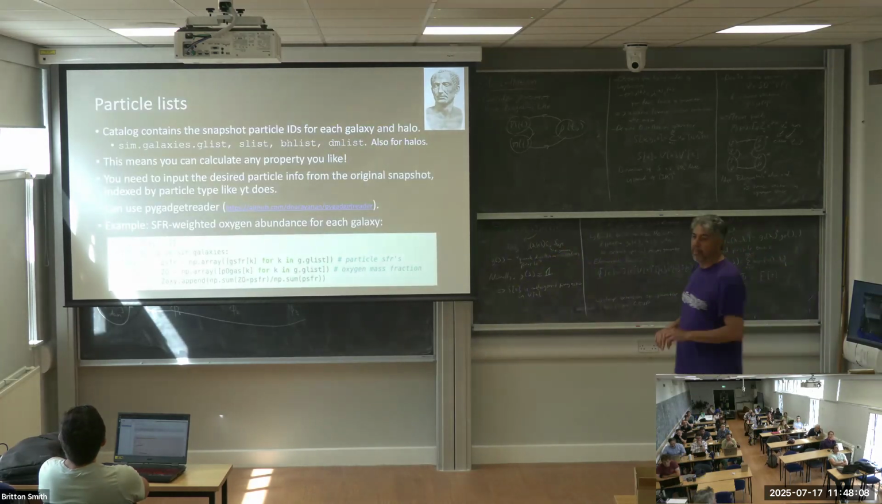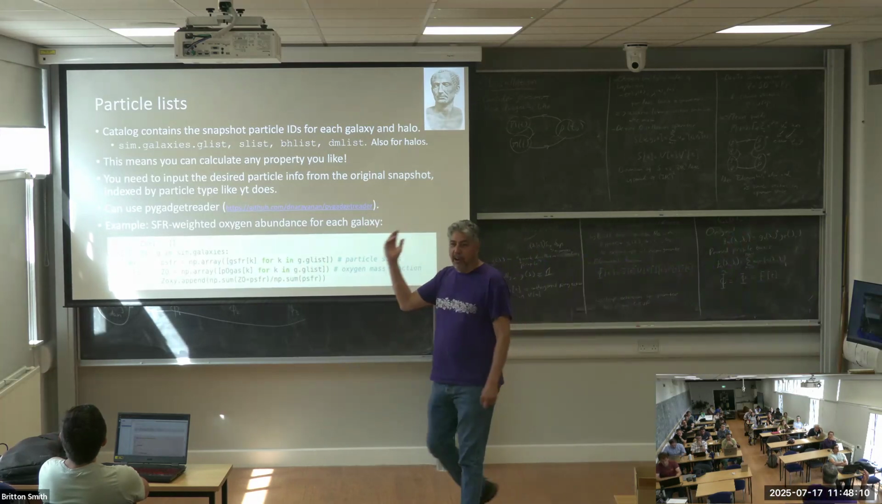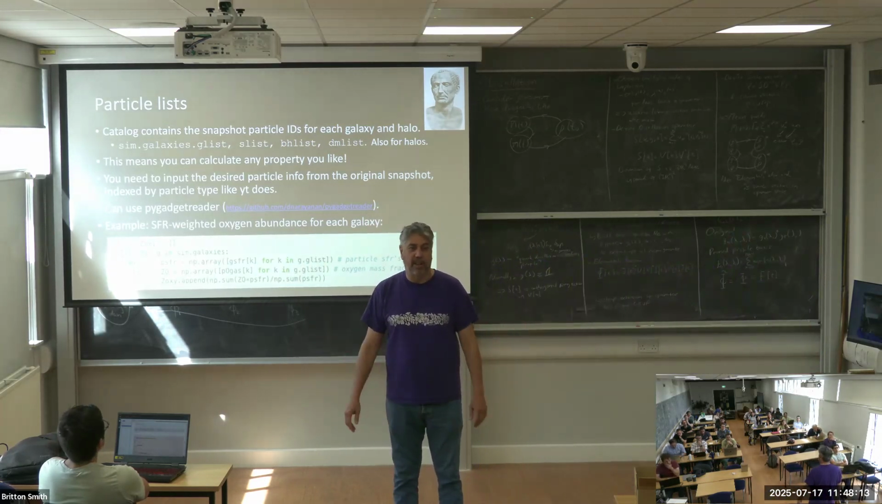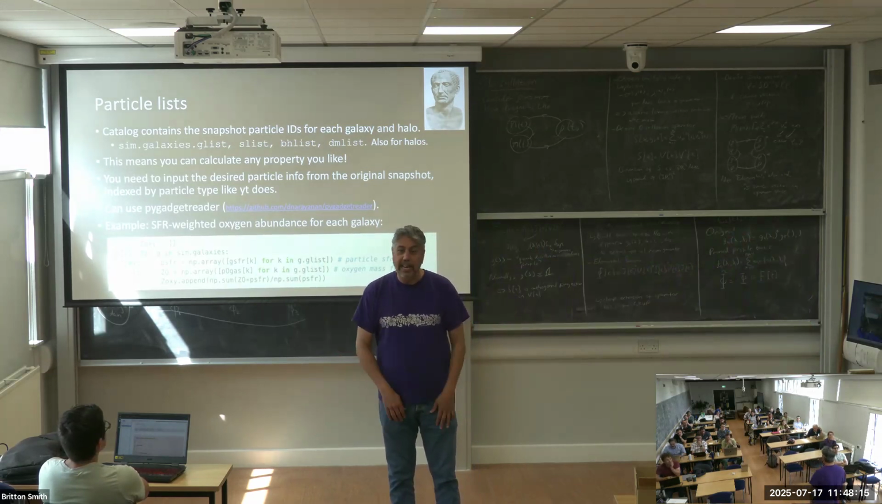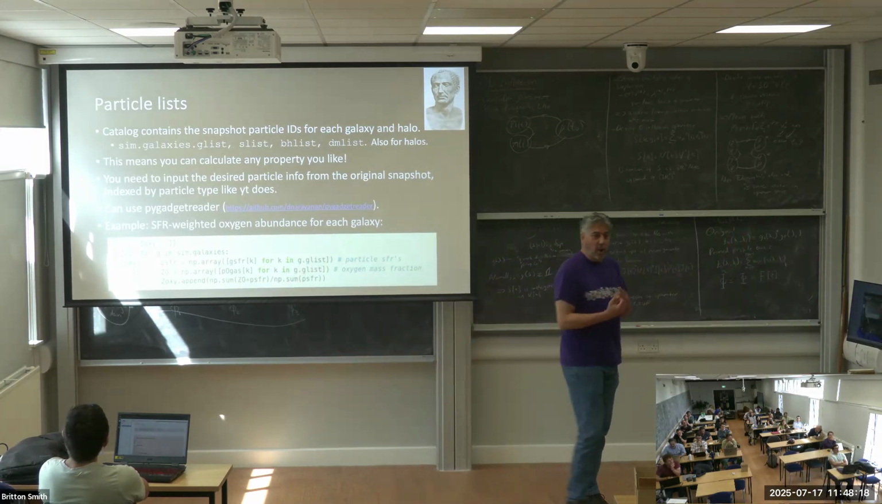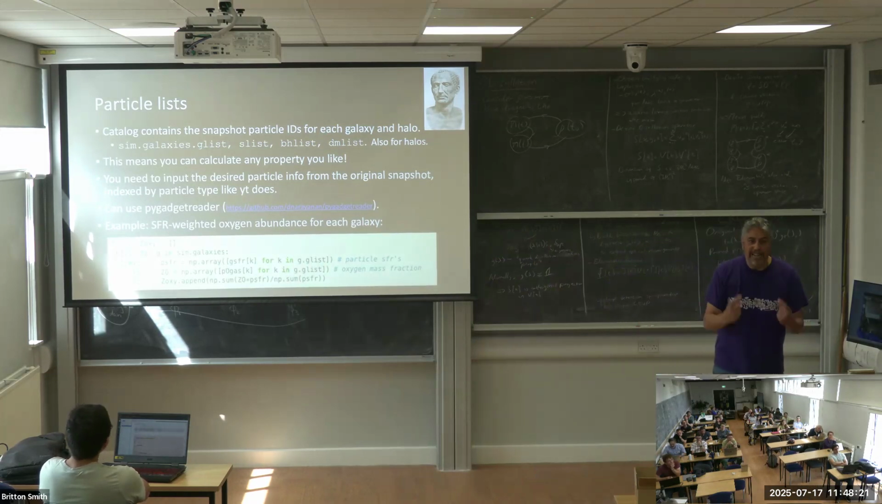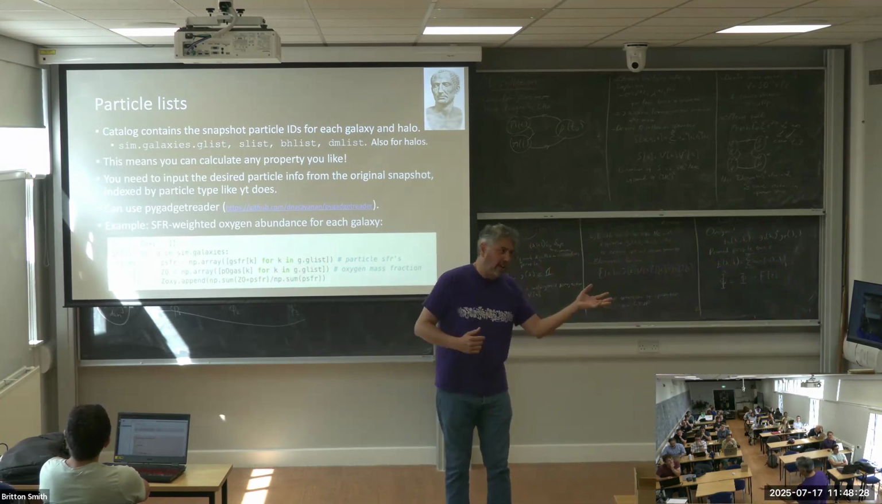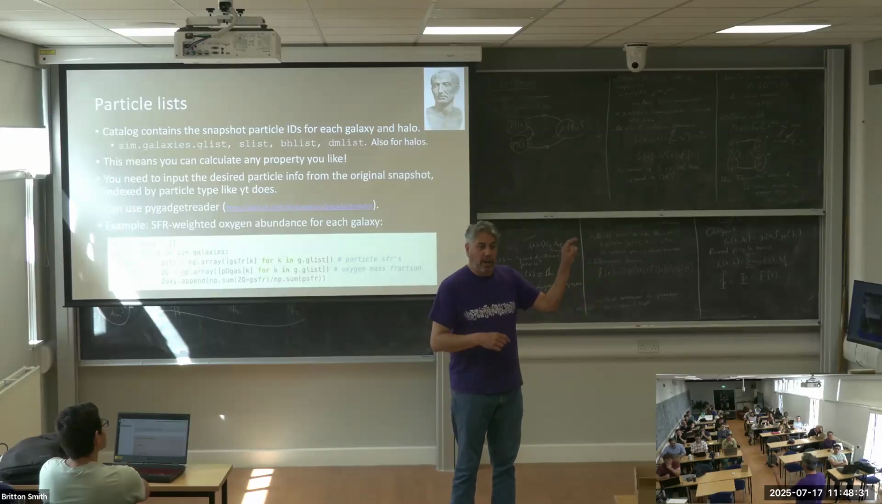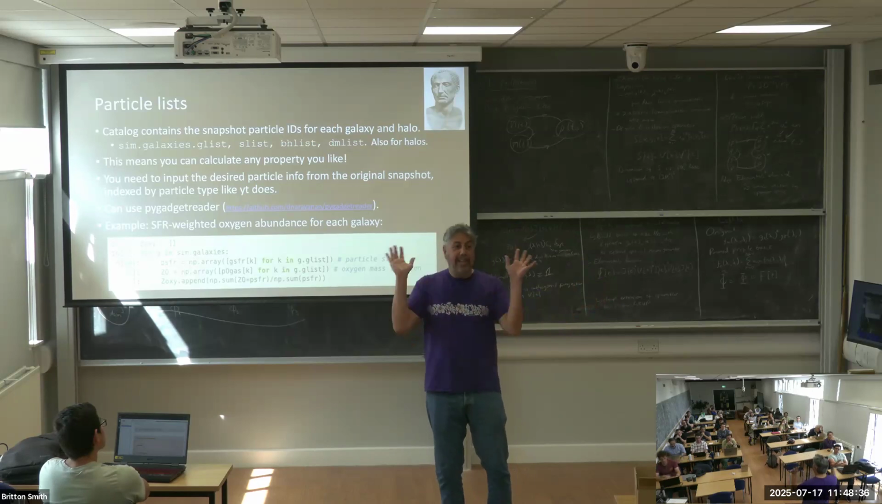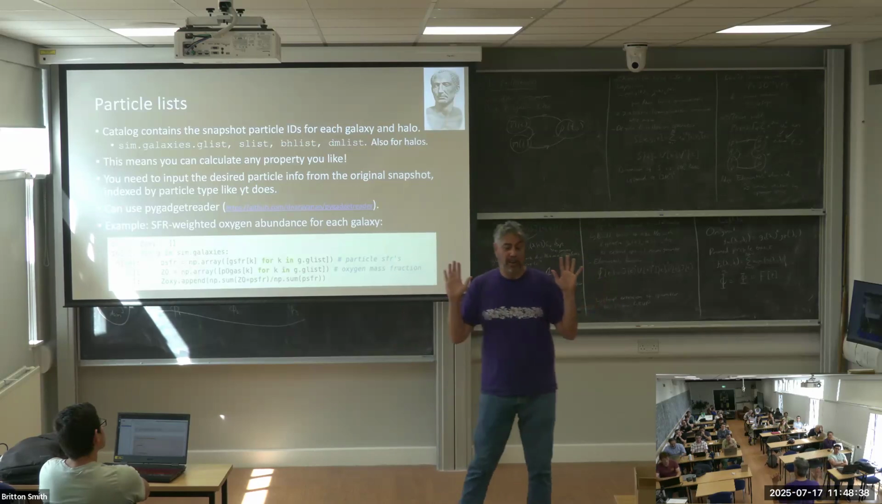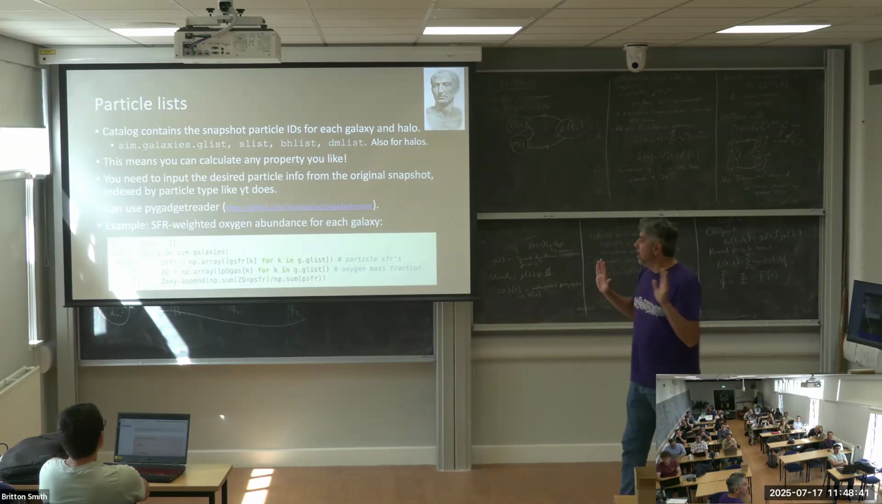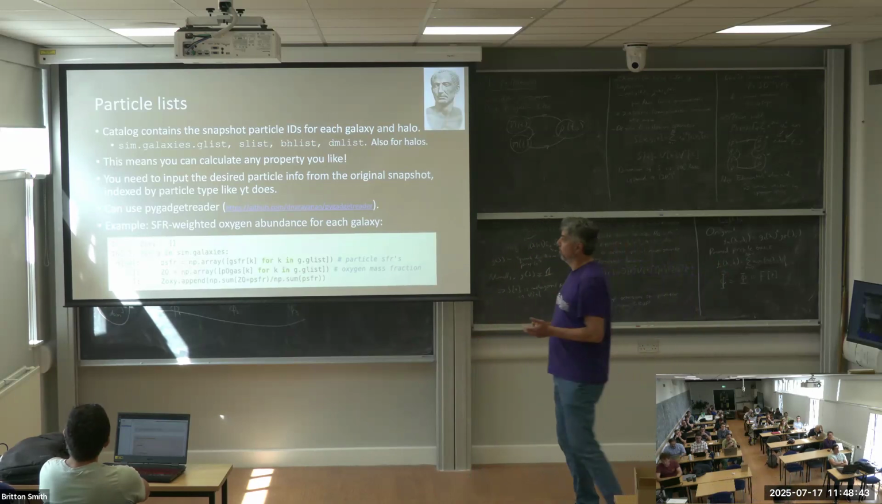Okay, here's another fun thing. Suppose you look through your 300 properties or whatever, and you say they all suck, I want to do my own. Okay, fine, easy. Caesar also contains the particle IDs for each galaxy and halo, right? So it means that you can go back to the snapshot. Now you're going to need the snapshot. Go back to the snapshot, look up those IDs, and for whatever galaxy, I can compute my own properties from whatever I want. So you don't have to use the Caesar properties if you don't want to.